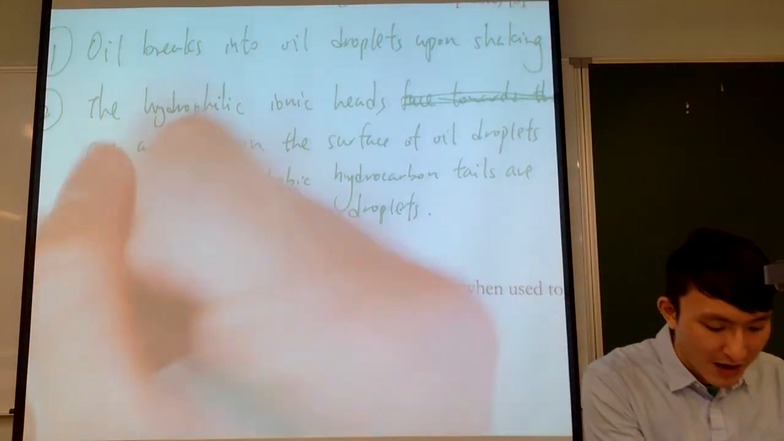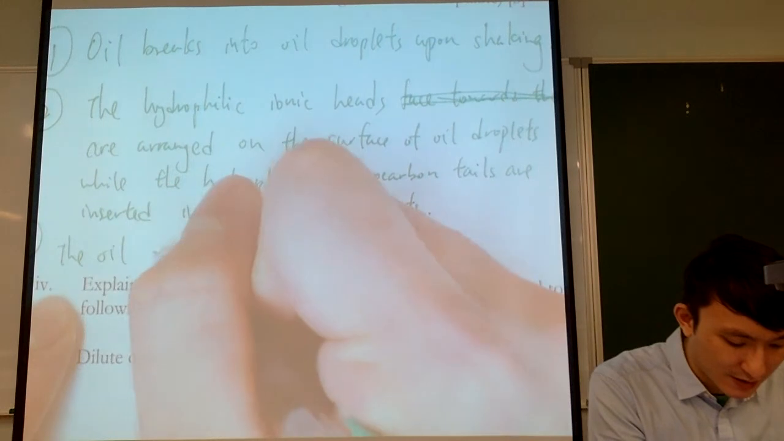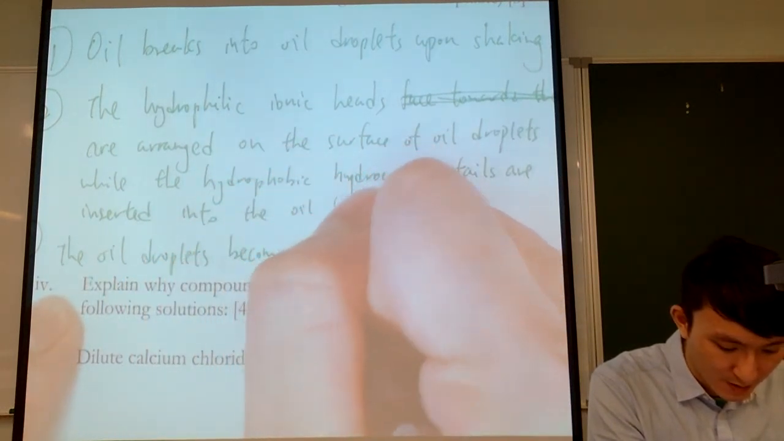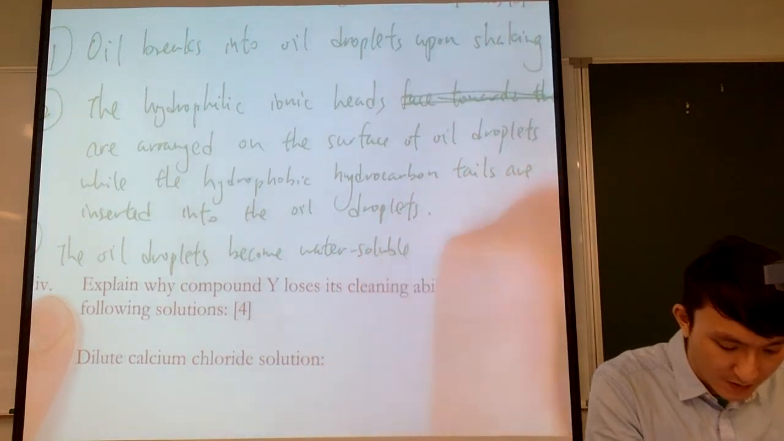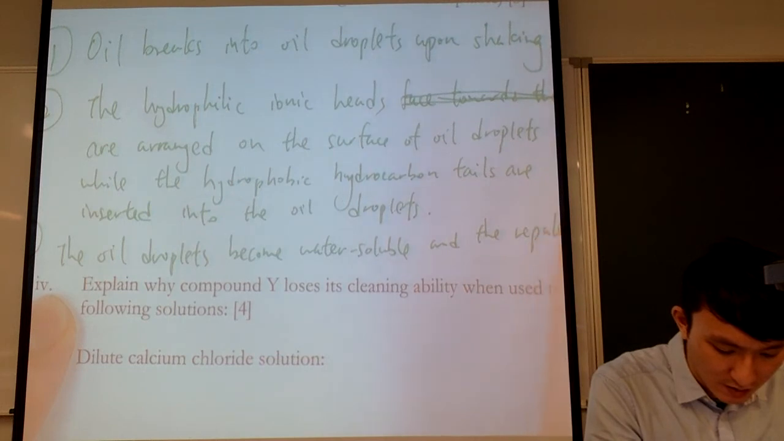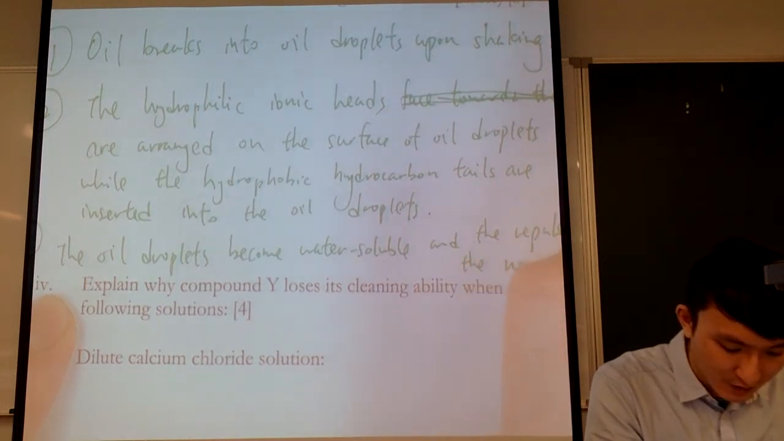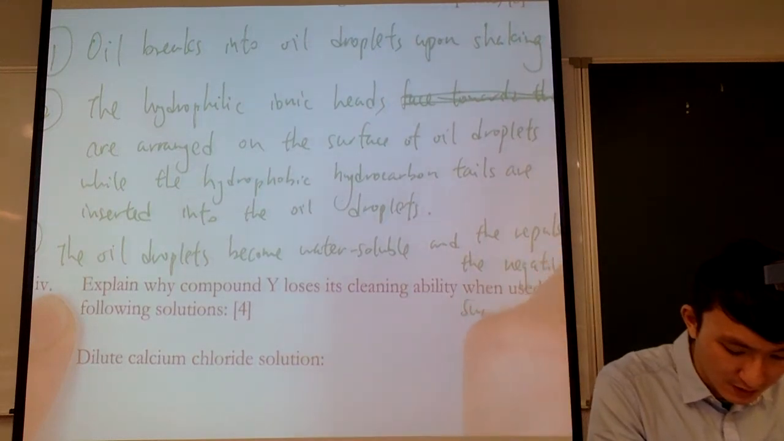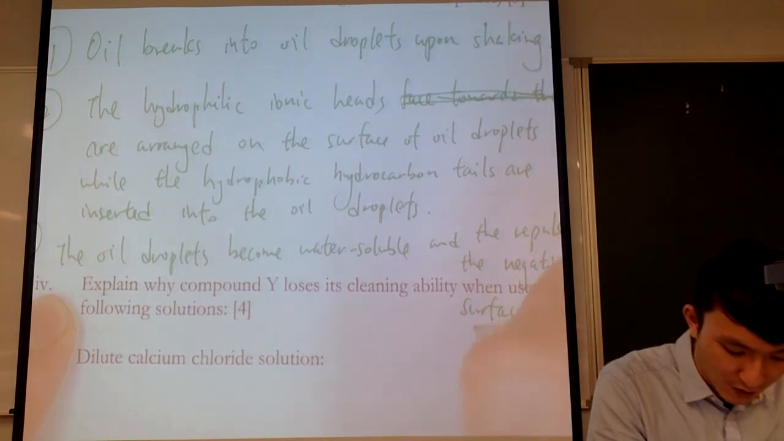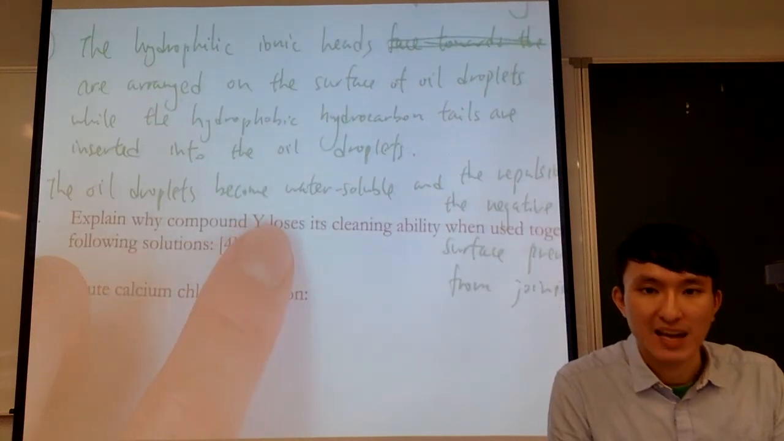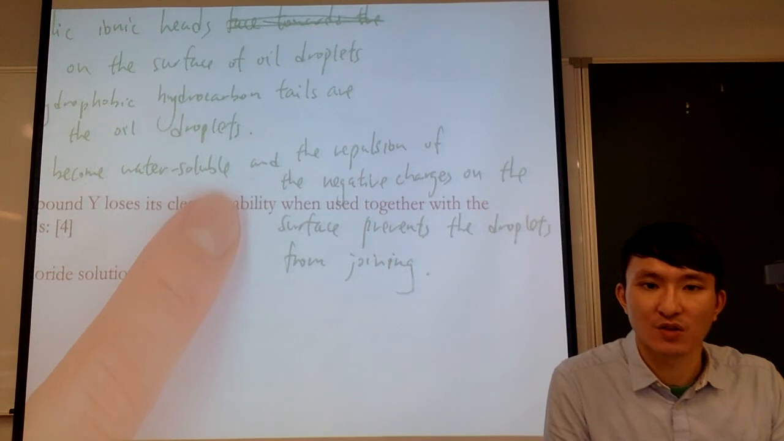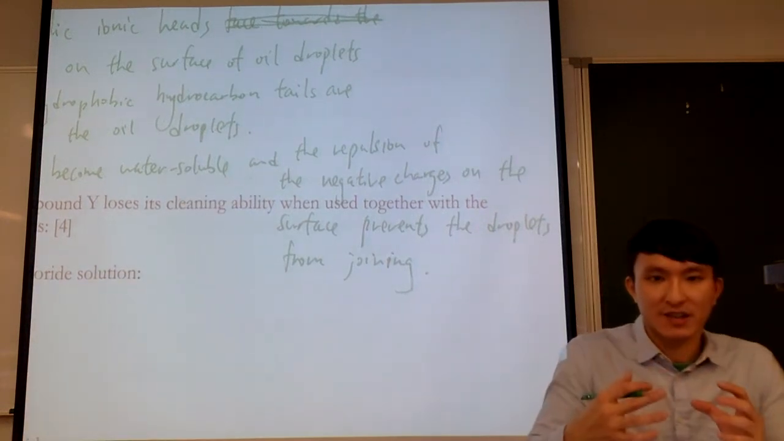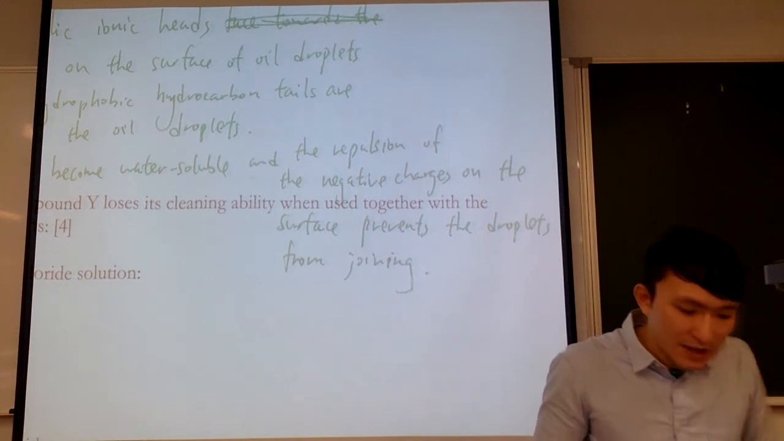And then we will talk about how the oil droplet becomes water soluble, and the repulsion of the negative charges on the surface prevents the droplets from joining. So the oil droplet becomes water soluble, and the repulsion of the negative charges on the surface prevents the droplets from joining to form a layer of oil. Okay, so that's the idea.